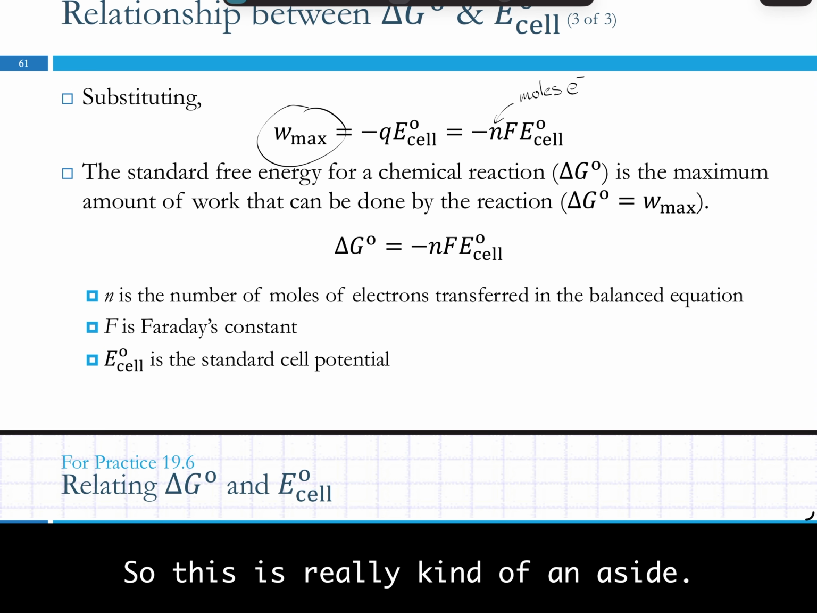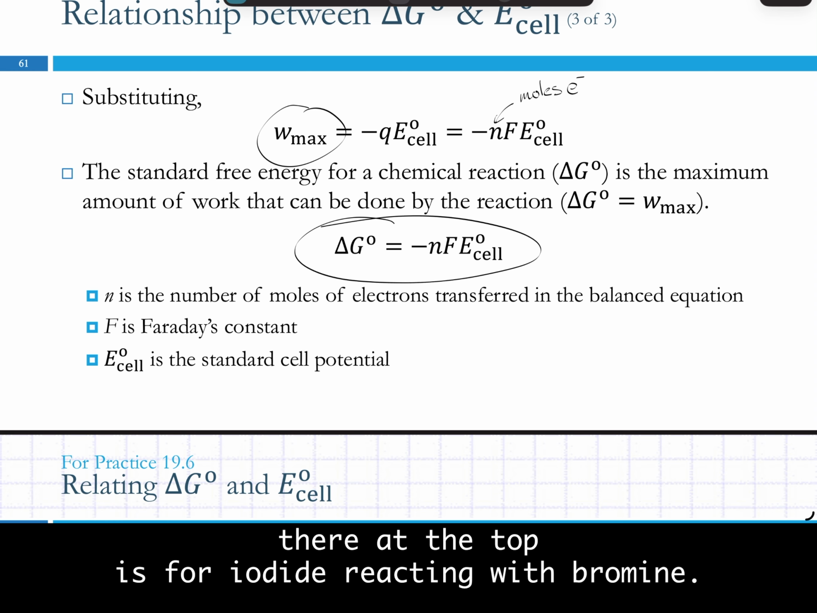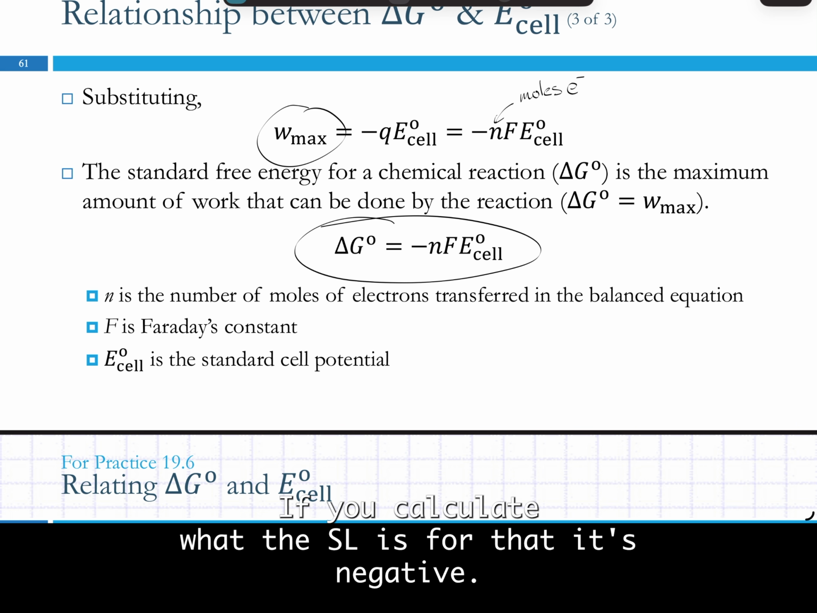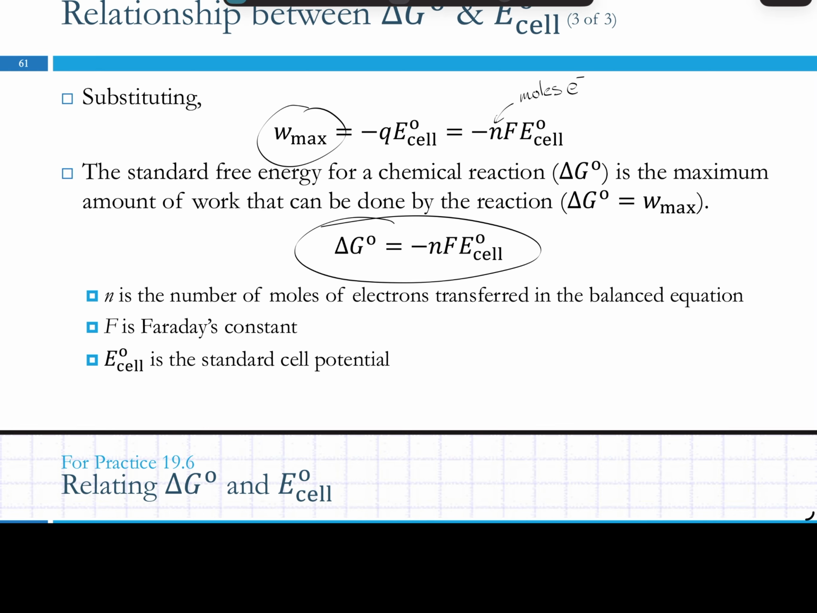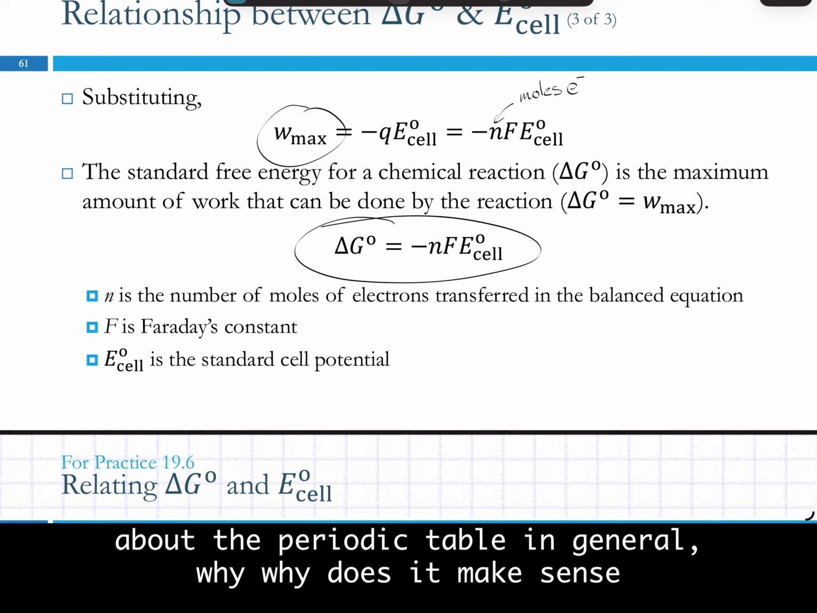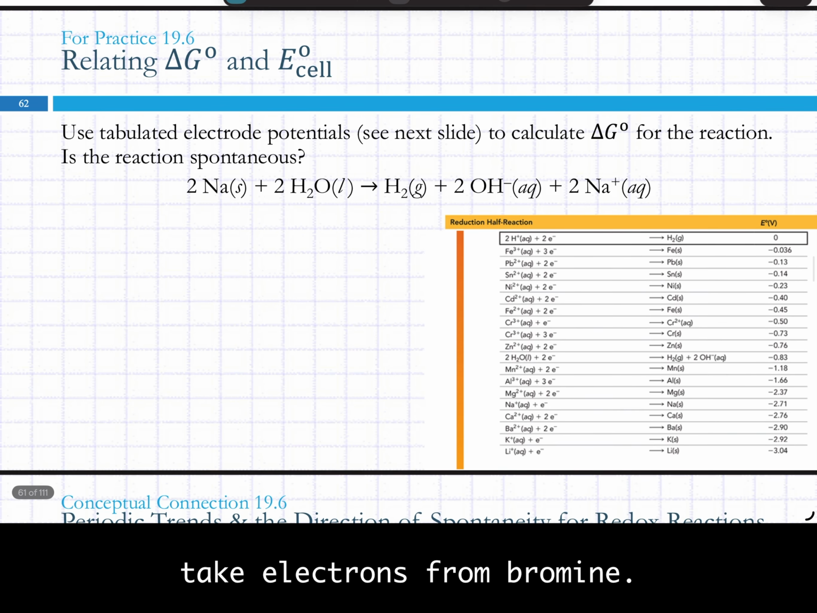This is really kind of an aside. The reaction here that I just scribbled in at the top is for iodine reacting with bromine. If you calculate what the E cell is for that, it's negative. So the negative voltage means it's non-spontaneous. In trying to tie this back into what we know about the periodic table in general, why does it make sense that iodine would not take electrons from bromine?